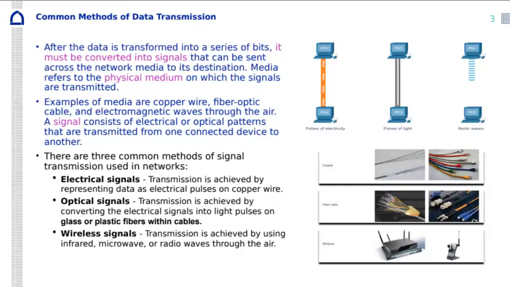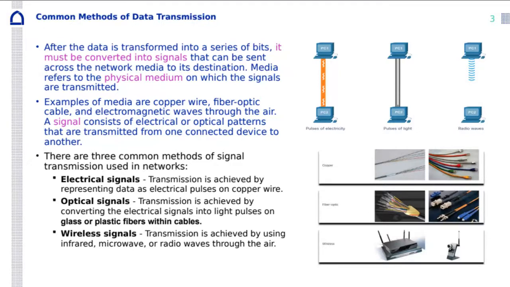So the data is converted into binary numbers. Then it should be converted into a signal so that you can transmit it over the media or the cable. We have some examples of media, like what? We have copper, fiber optic, electromagnetic waves through the air also.